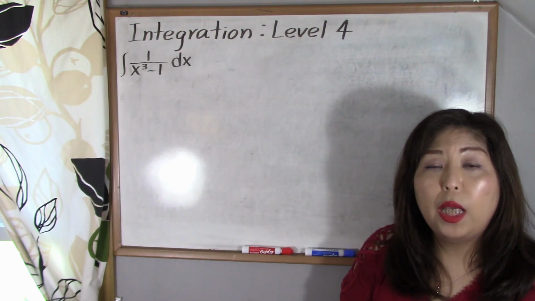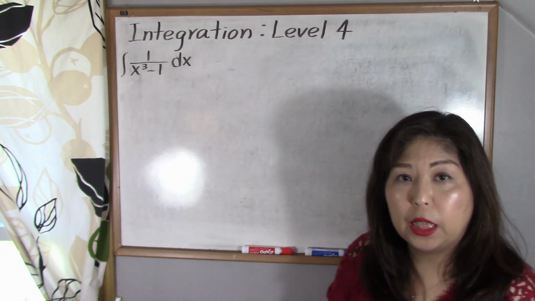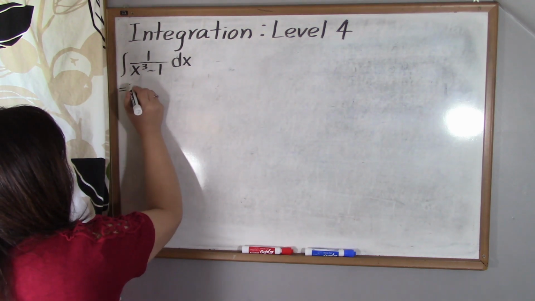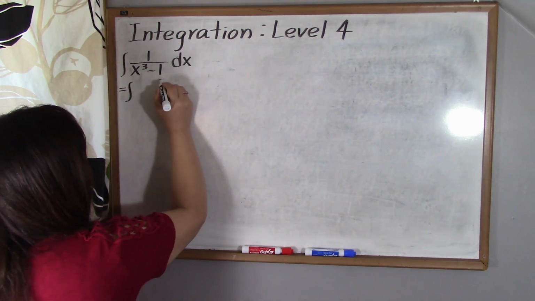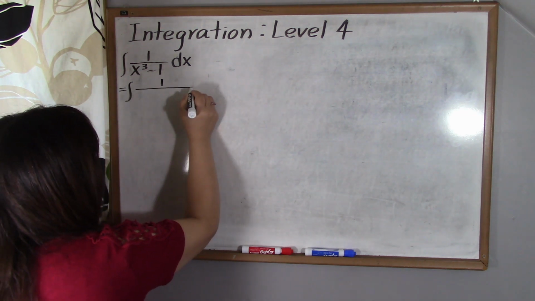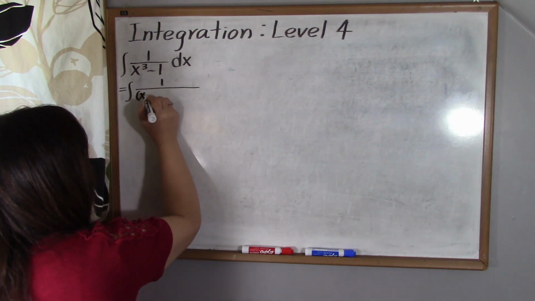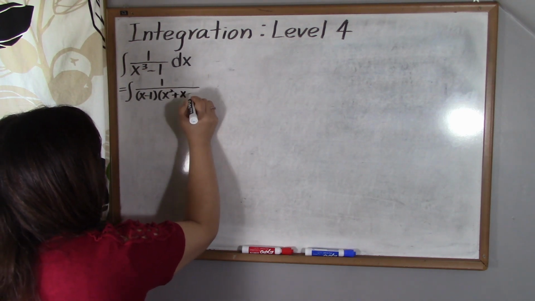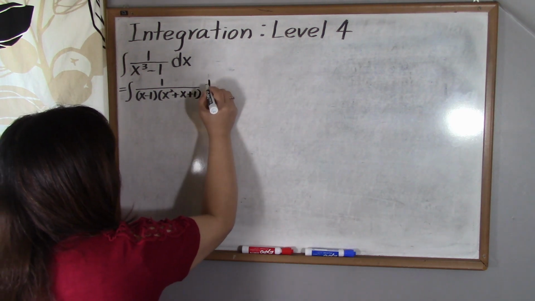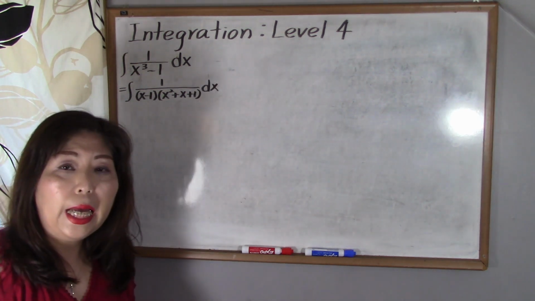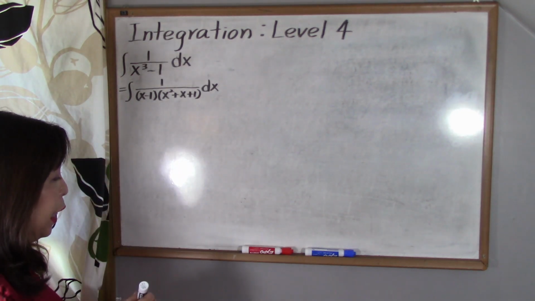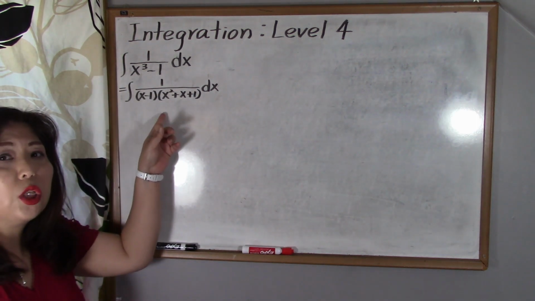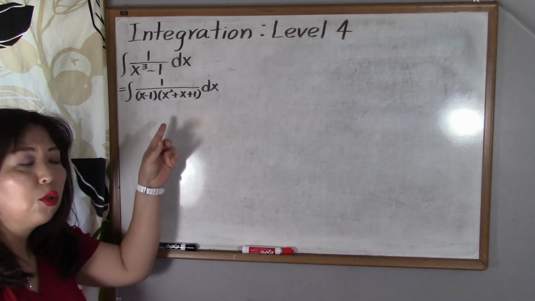So, first of all, we are going to factor the denominator. Okay? So, let's do. Is equal to integral of 1 over x minus 1 times x squared plus x plus 1 dx. Okay? So, next step, we are going to change this fraction into two fractions.